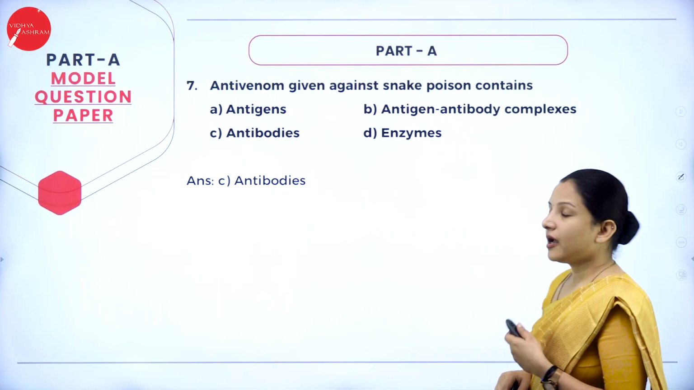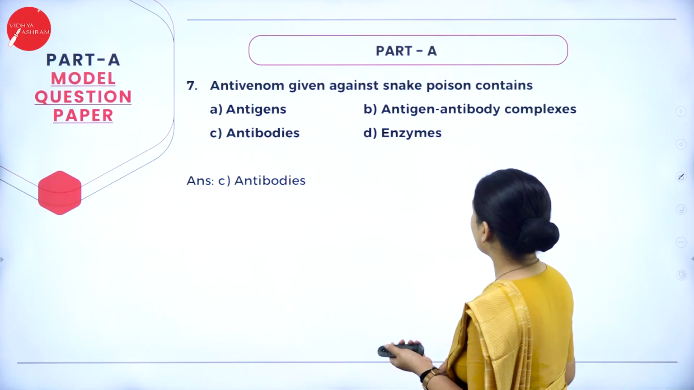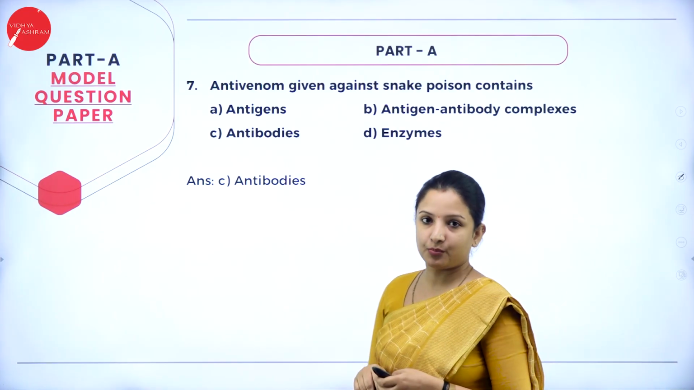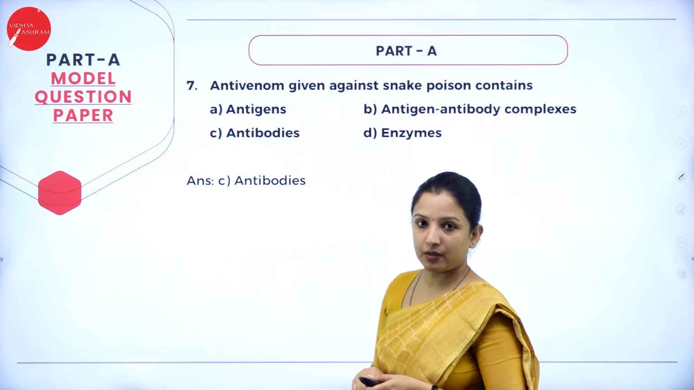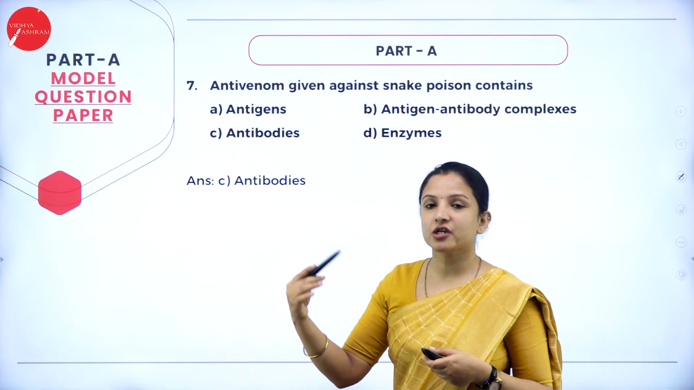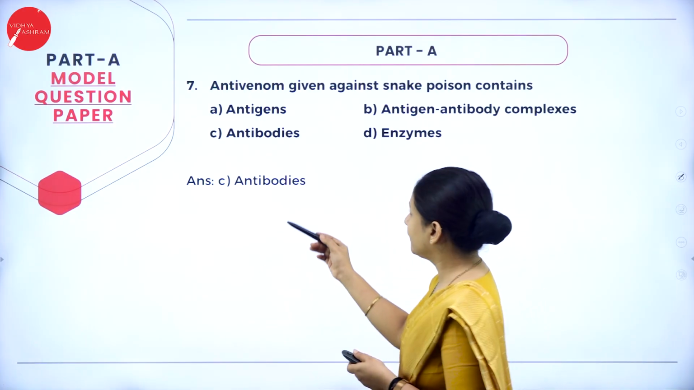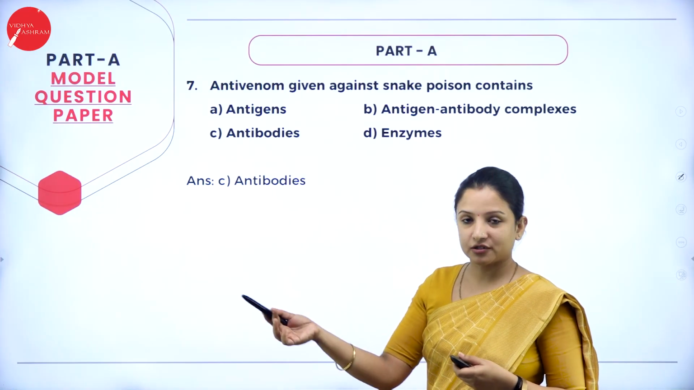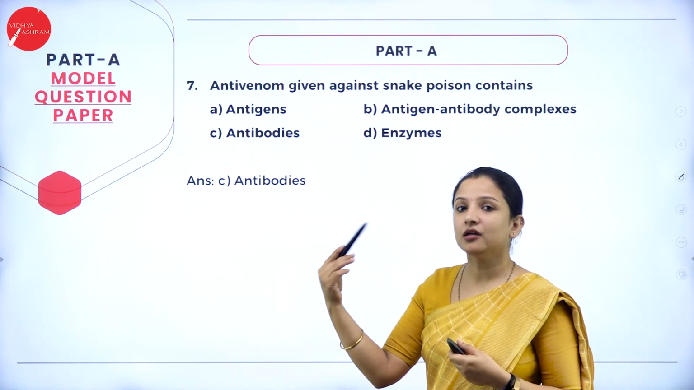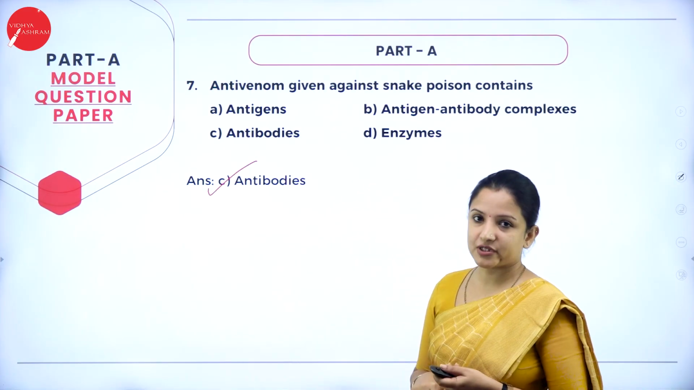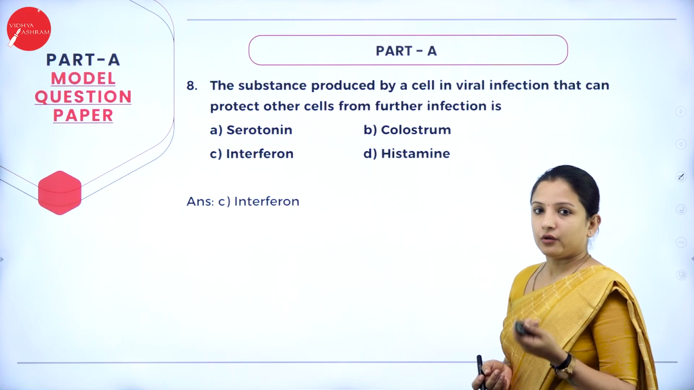Moving further, antivenom given against snake poison contains. What does it contain? Antivenom given against snake poison, it is a passive immunity, right? Wherein antibodies are directly injected into the person. So therefore, antivenom contains antibodies which can fix the toxins or degrade the toxins. So therefore, the answer is antibodies. Option C, antibodies. Okay, next question.